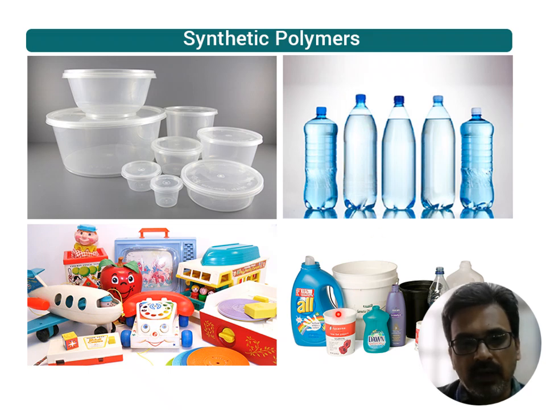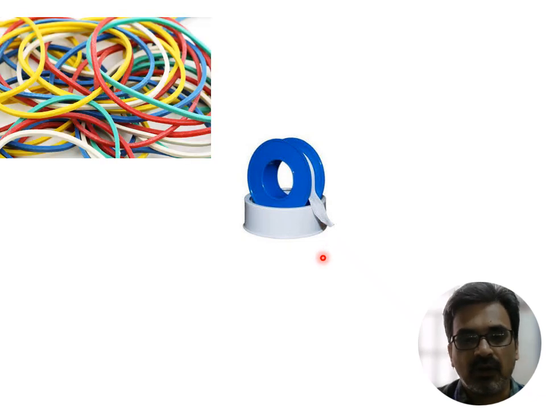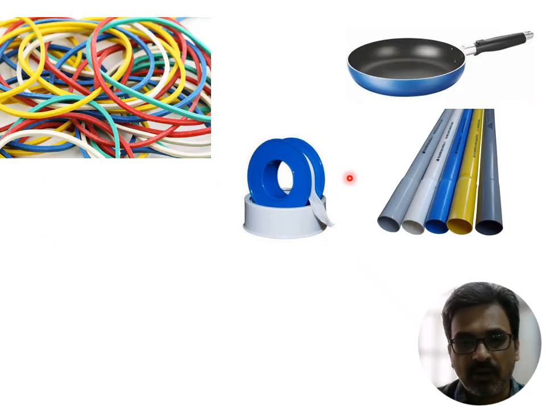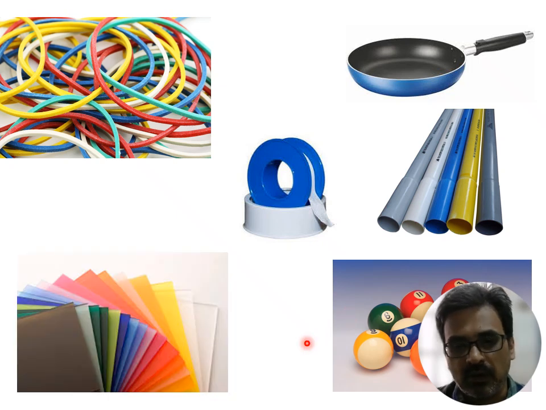So our dependence on polymers in the form of plastics or toys or various materials has been very widely used. And there are many polymers which are used day to day, such as Teflon, rubbers, Teflon tapes, pipes, billiard balls, or files and so on.